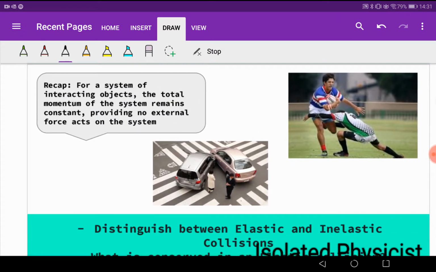Just a quick recap on what we've looked at before. For a system of interacting objects, the total momentum of the system remains constant, providing there are no external forces. So essentially, providing no external forces, the sum of the momentum before equals the sum of the momentum after.